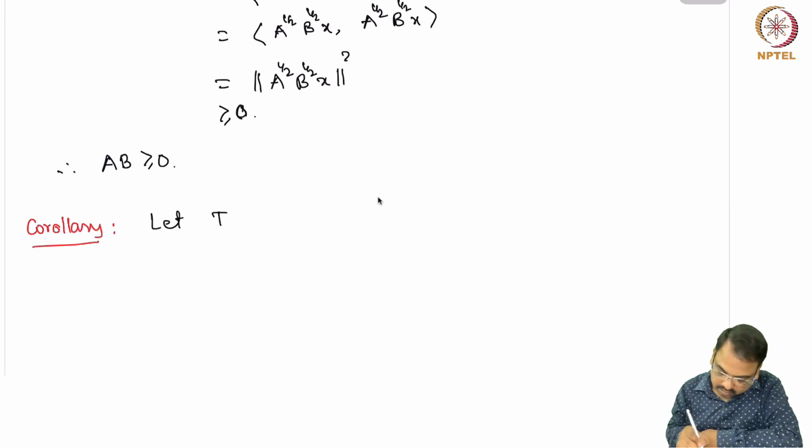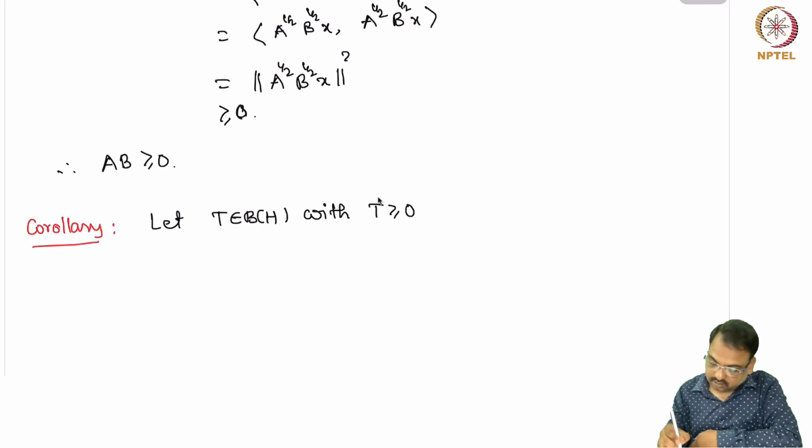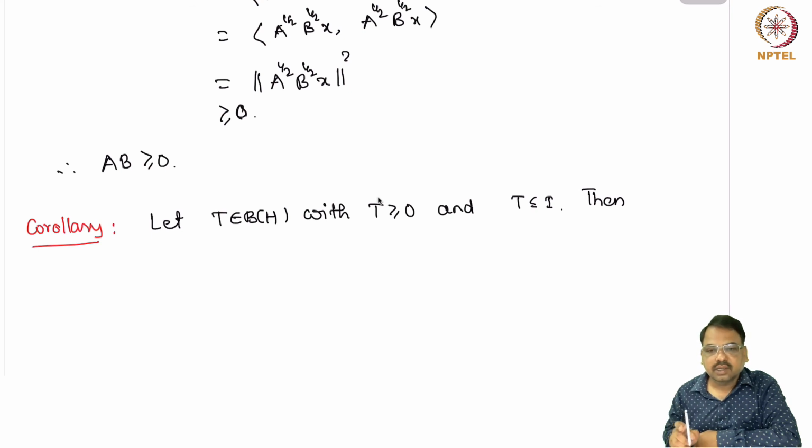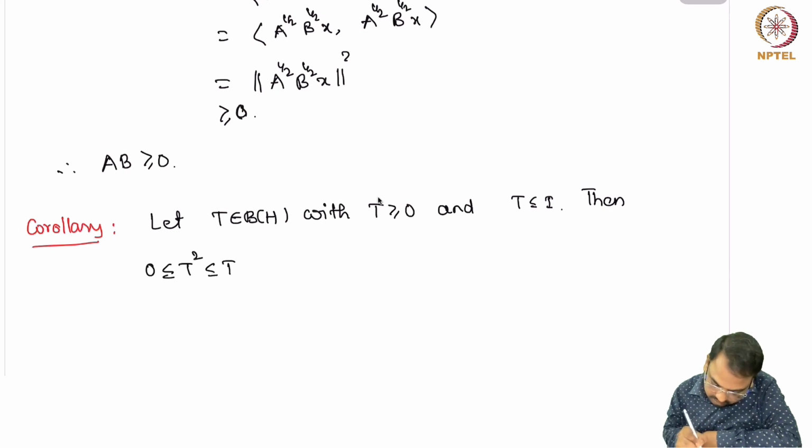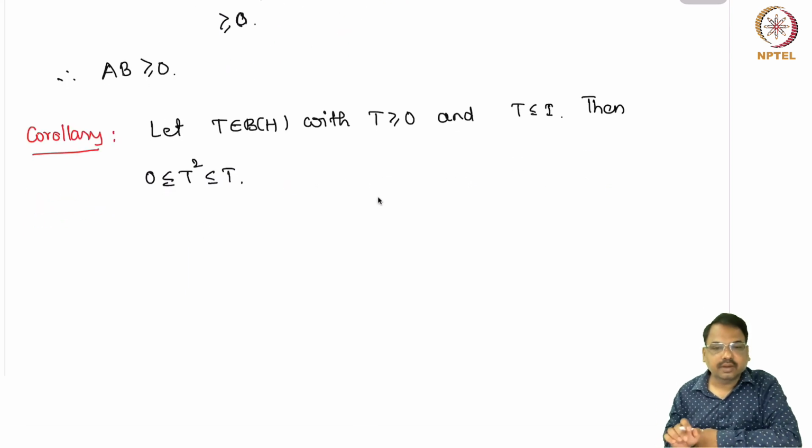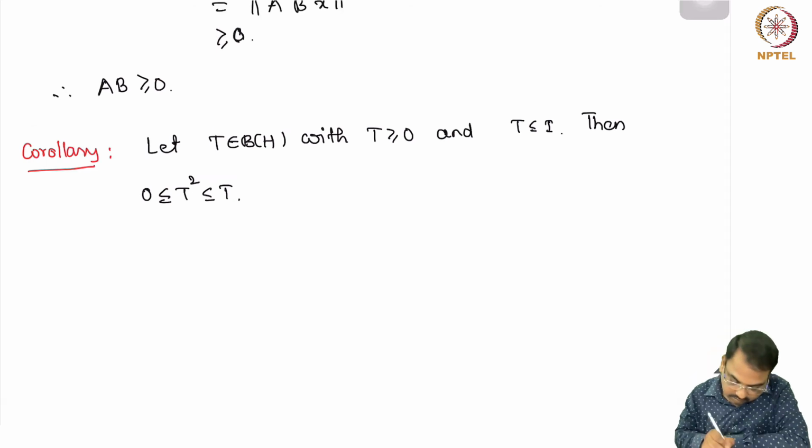Let T be a bounded operator on H with T positive and T less than or equal to identity. Then we have shown that T square is less than or equal to identity, but actually we can prove something more. We can show that 0 is less than or equal to T square, which is less than or equal to T. Okay, so we know that T square is always less than or equal to identity whenever T is less than or equal to identity. Let us look at the proof.